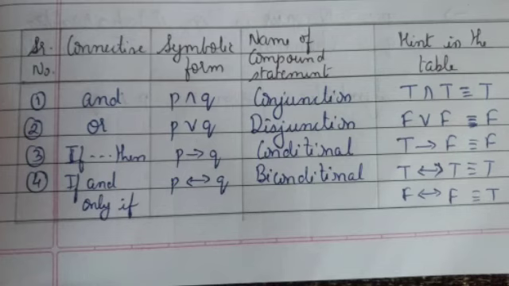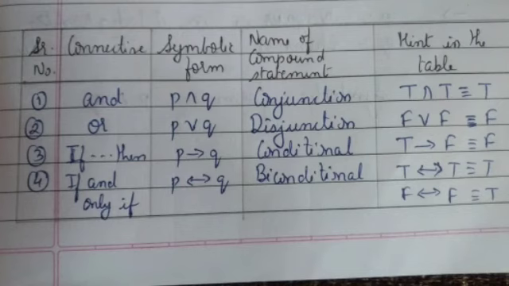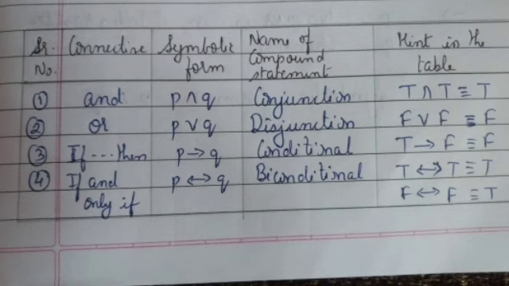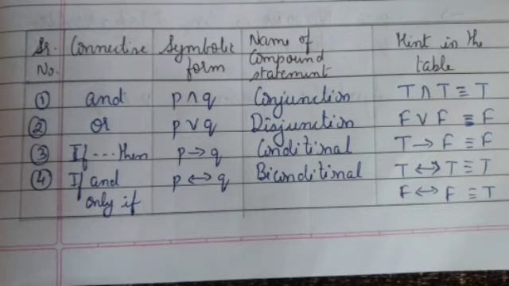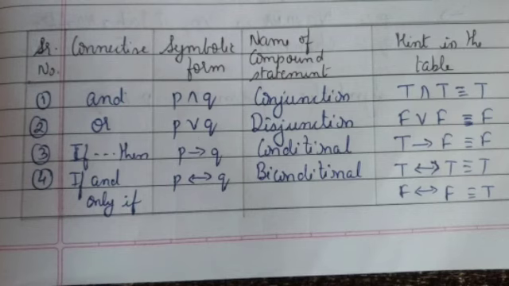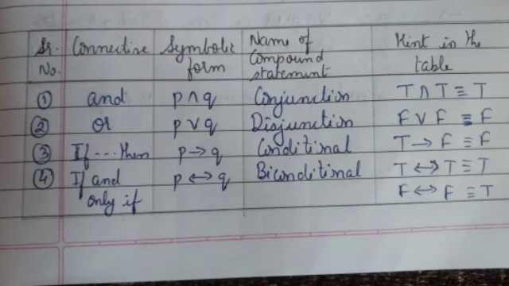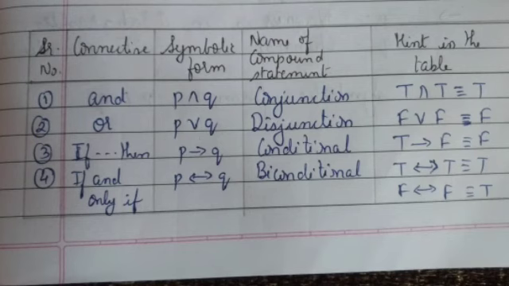Here I have prepared a table which gives you a hint. The last one, negation, is very easy, so I have not written it here. I have written the connective, symbolic form, name of compound statement, and hint in the table. In conjunction we remember that T and T is T, remaining are false. In disjunction we remember F or F is F and remaining are T. In the third one, conditional, we remember T implies F is F, remaining entries are T. In the fourth, biconditional, we remember T equal to T, F equal to F is T, remaining are false.